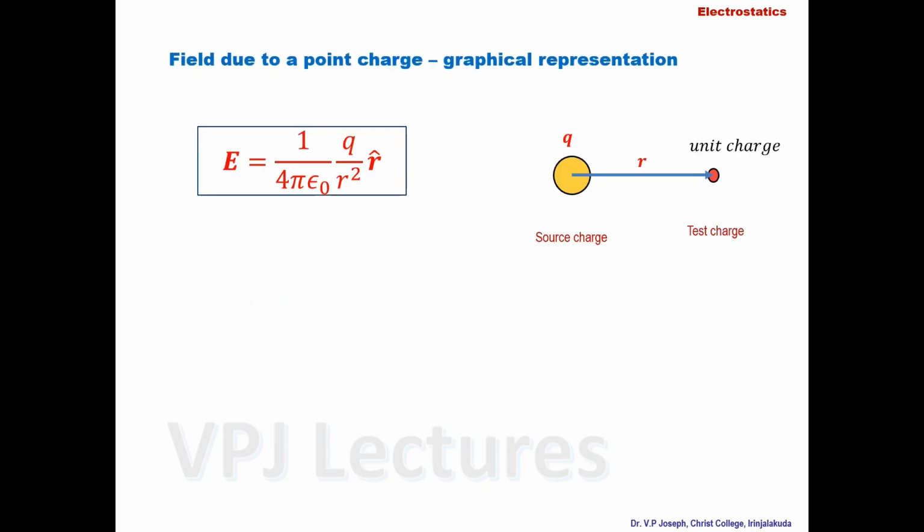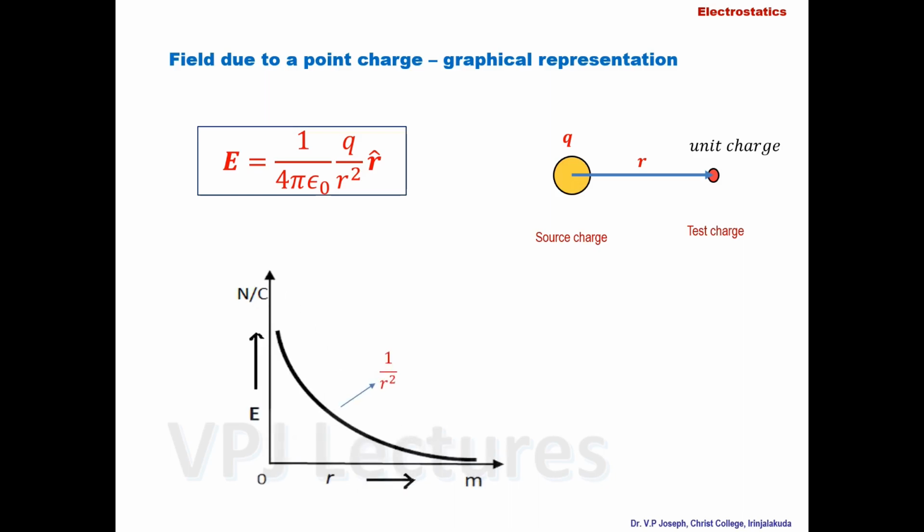And we are able to represent graphically the electric field due to a point charge. And for that, we can consider the graph like this. So here the x-axis is distance taken in meter, and on the y-axis electric field is plotted in Newton per Coulomb, and as we move away from the source point, that is as R increases, we can see that the field decreases to small values, proportional to 1 by R square.